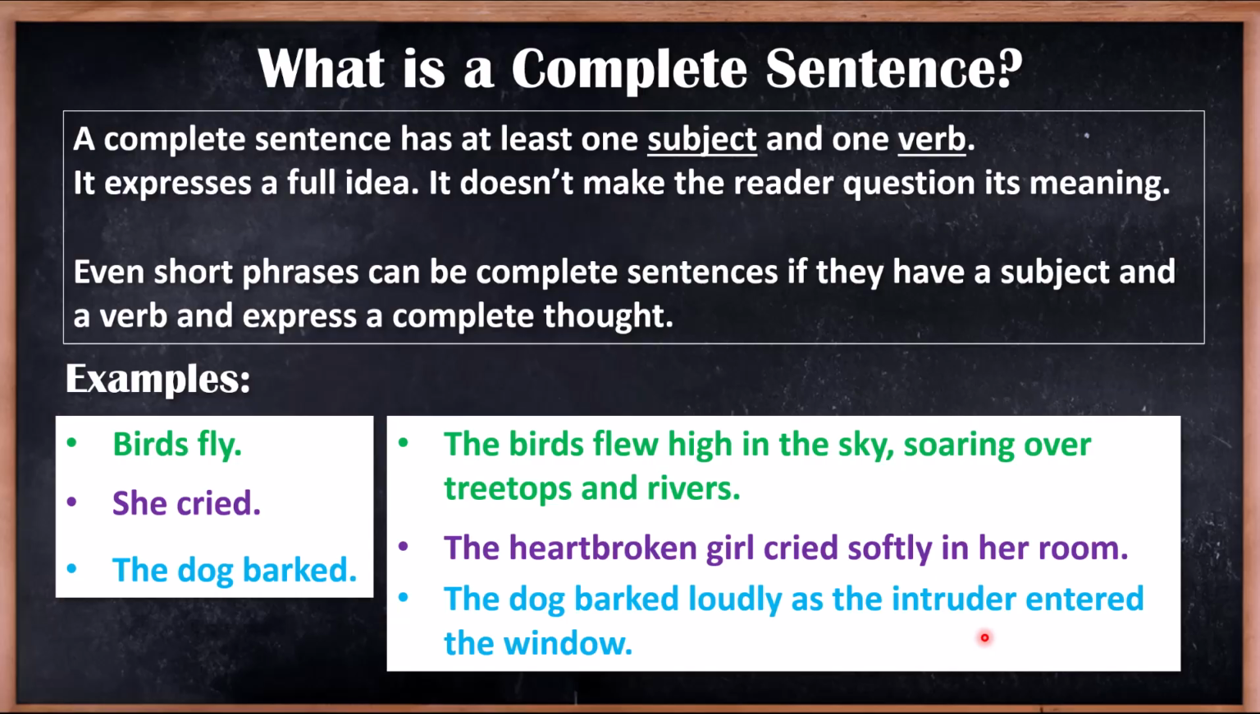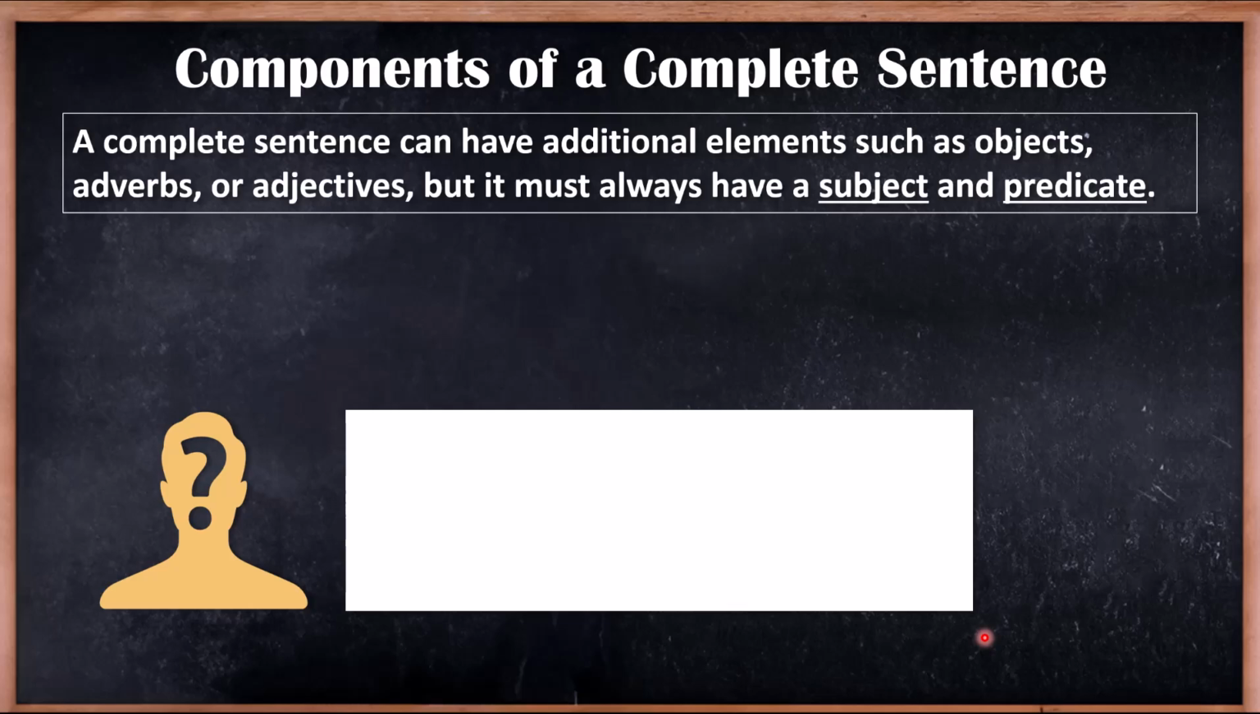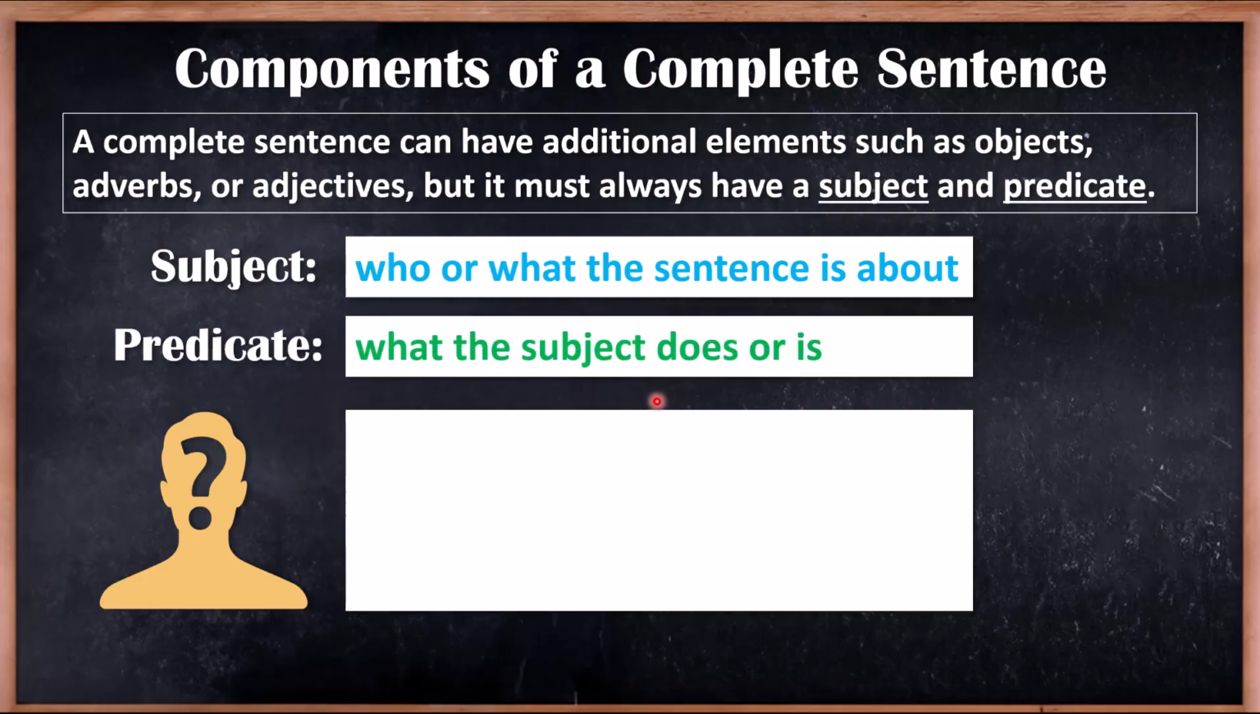However, just because a sentence is long does not make it a complete sentence. There are different components of a complete sentence. A complete sentence can have additional elements, such as objects, adverbs, or adjectives, but it must always have a subject and a predicate. The subject is who or what the sentence is about. And the predicate is what the subject does or is. The predicate will involve a verb.